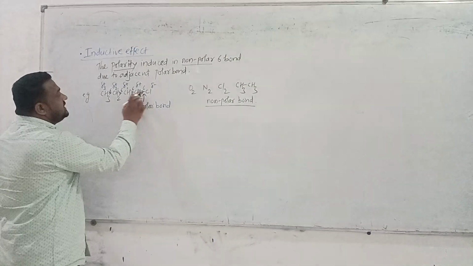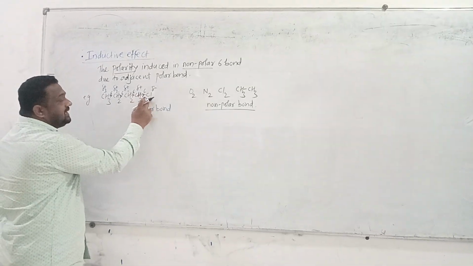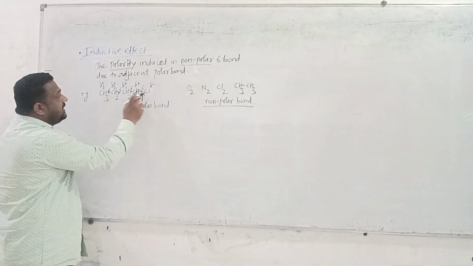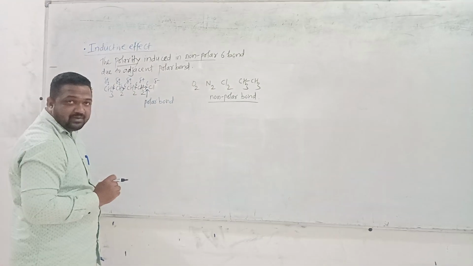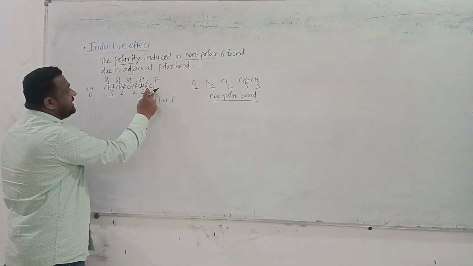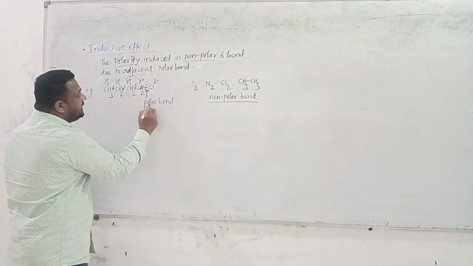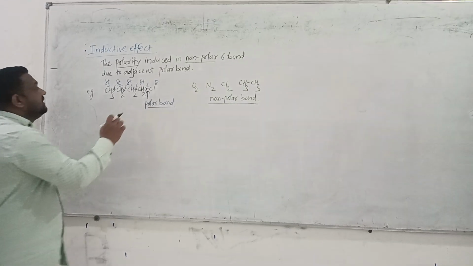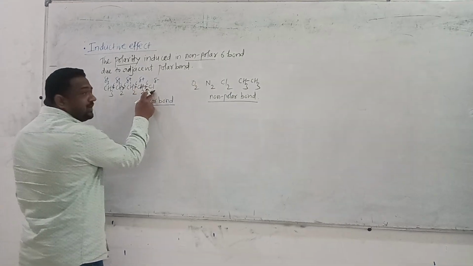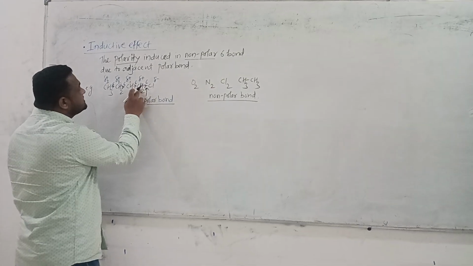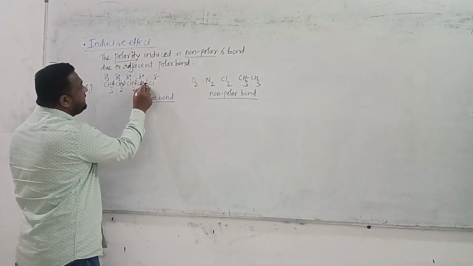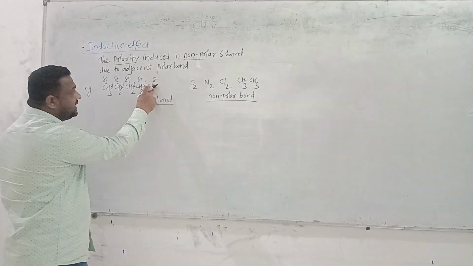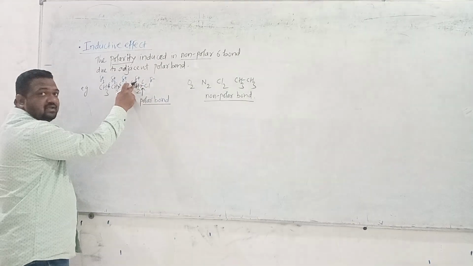This covalent bond is present between carbon and chlorine. This bond is between two different atoms, carbon and chlorine, having different electronegativity. Due to the difference in electronegativity, the bond between carbon and chlorine is polar covalent. Understand? Chlorine is more electronegative, so it withdraws electrons from carbon. Therefore chlorine acquires a partial negative charge, and carbon acquires a partial positive charge.